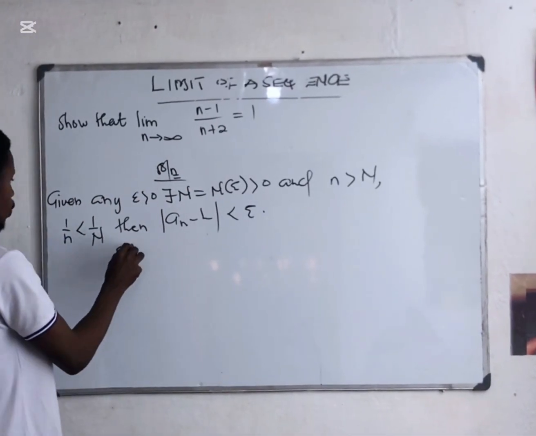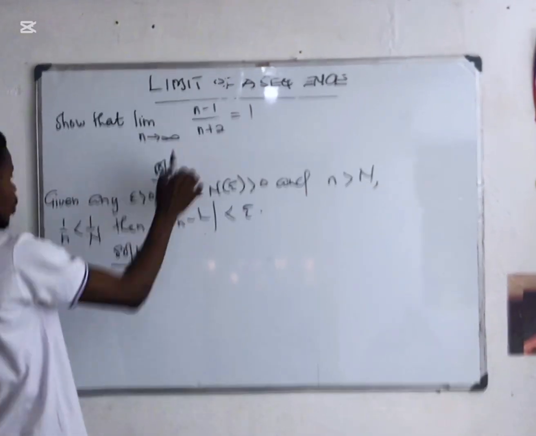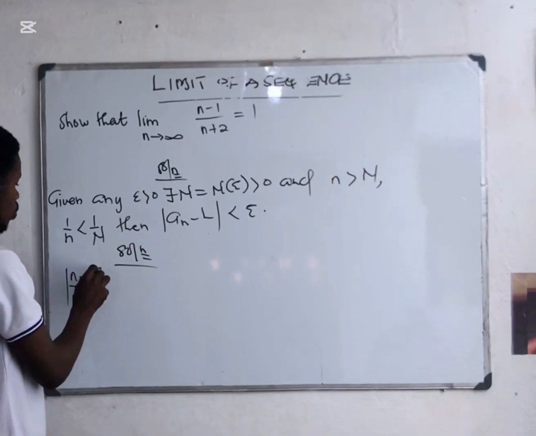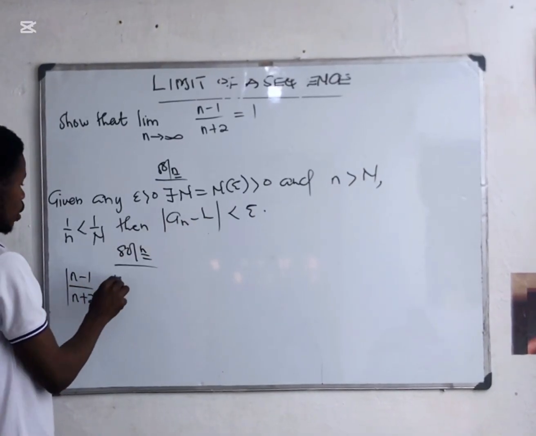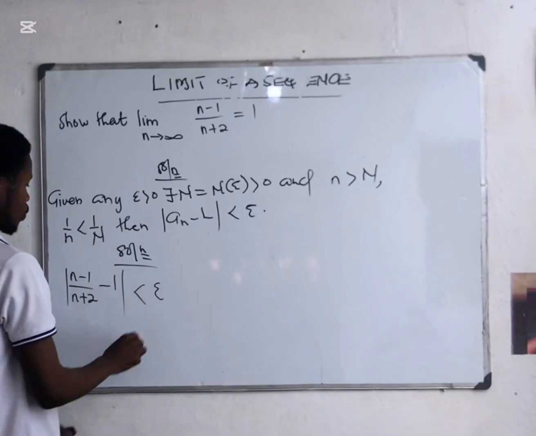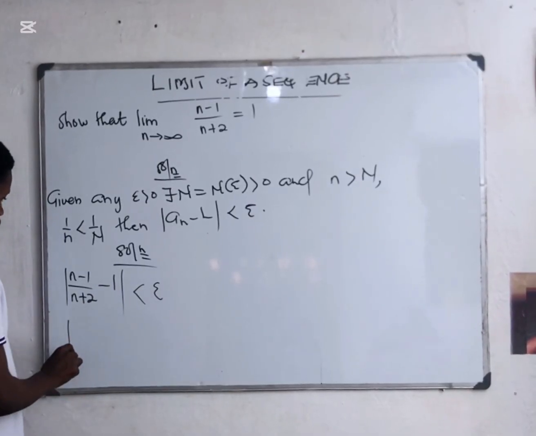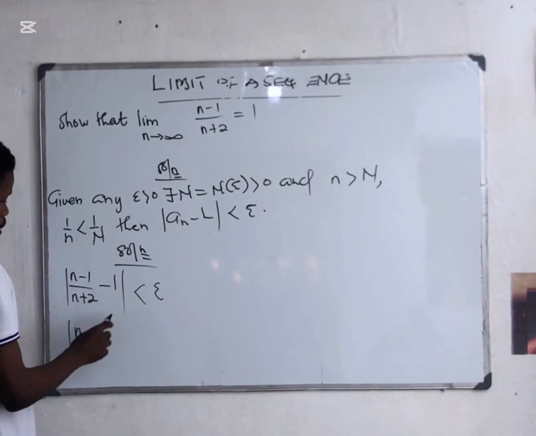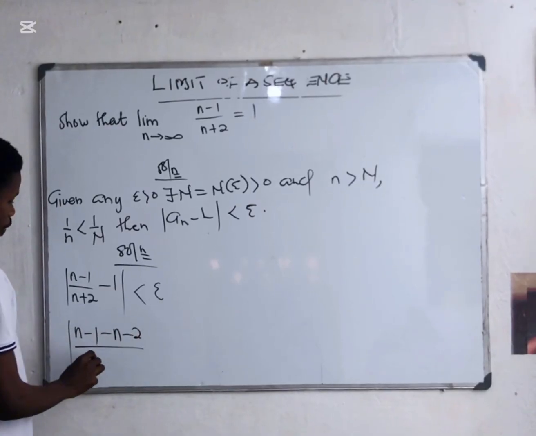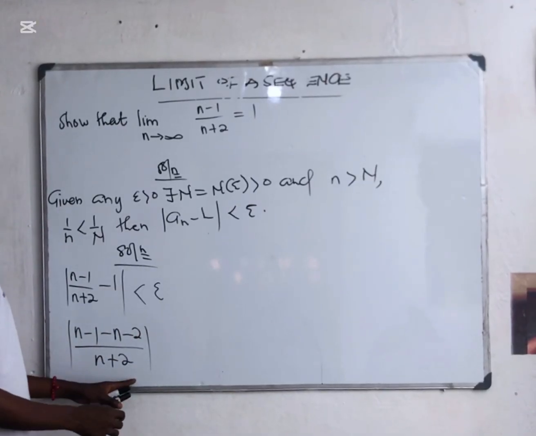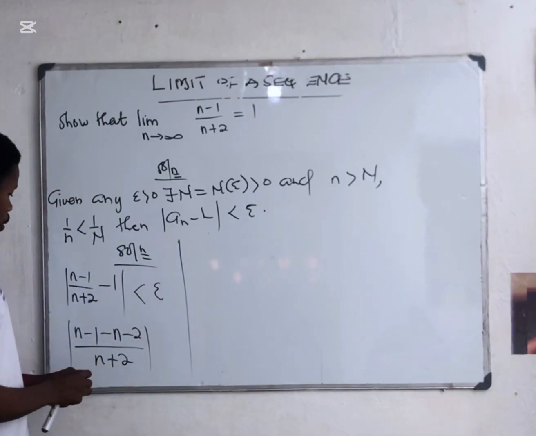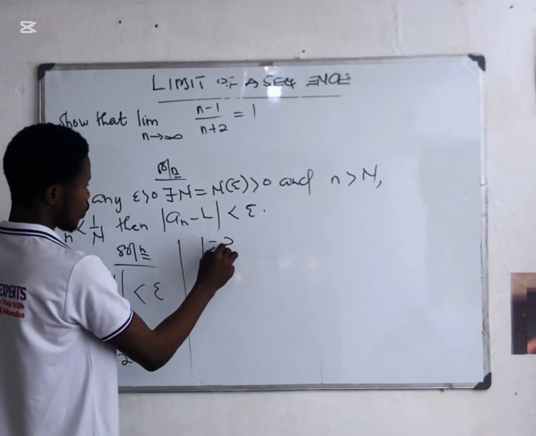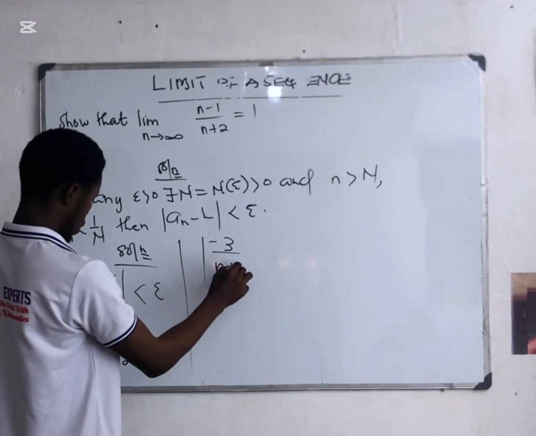Now, let's see how we're going to solve this question. So our a_n is the whole of this one. So we start with saying that n minus 1 over n plus 2 minus L, which is 1, remember this distance we put there should be less than epsilon. First, you find the LCM. Our LCM is going to be n plus 2. I mean, you go straight to the point. This gives n minus 1 minus n minus 2, all divided by n plus 2. So if you get this side, straight away, this cancels this one. You have negative 1, negative 2, which will give you negative 3 over n plus 2.